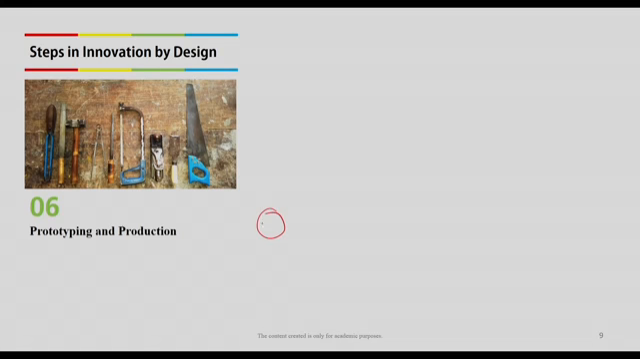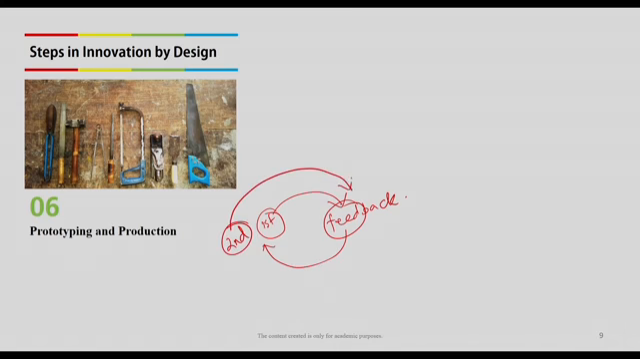So, the first prototype you will make, you will go to the user, and the user will give you feedback. Based on this feedback, you have to modify the prototype. So, you will make the second prototype. That is how the cycle will go on. Once you are finalized with the prototype, you will go for production.